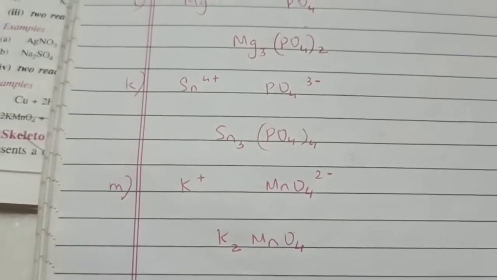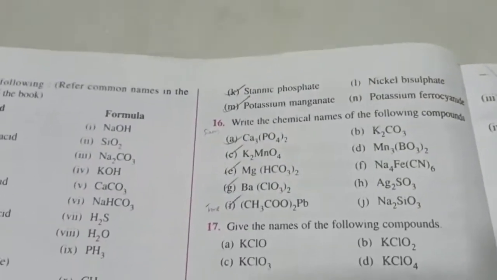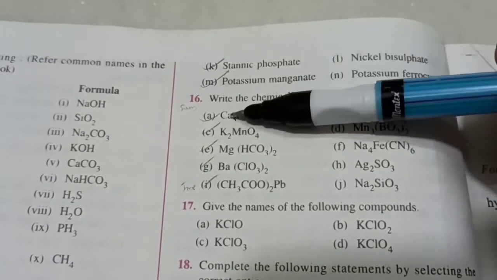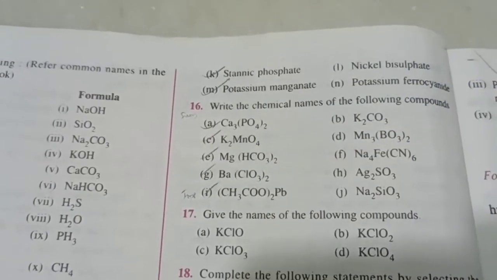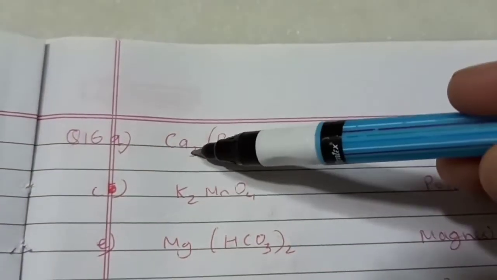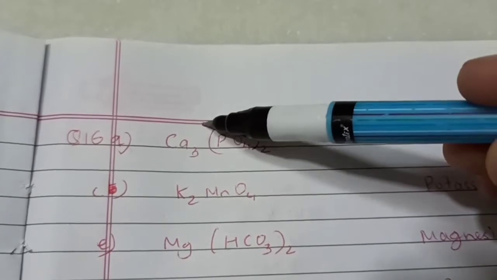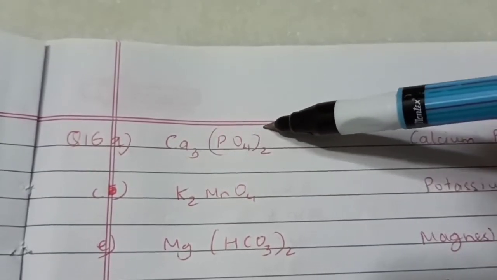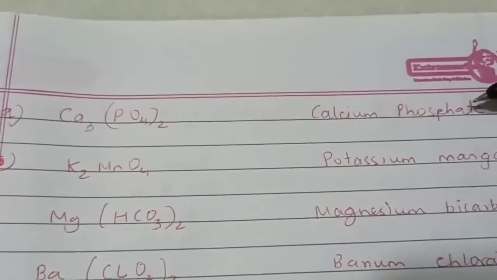Next, let's do the 16th sum. Here, the formula is given, and we have to write the name. So we are going to do these sums. Mark the I1 as IMP. First of all, Ca3(PO4)2. Now, if this 3 comes out here and 2 comes out here, we realize that this is Ca2+ cation and PO4 3- anion. So this is nothing but calcium phosphate.